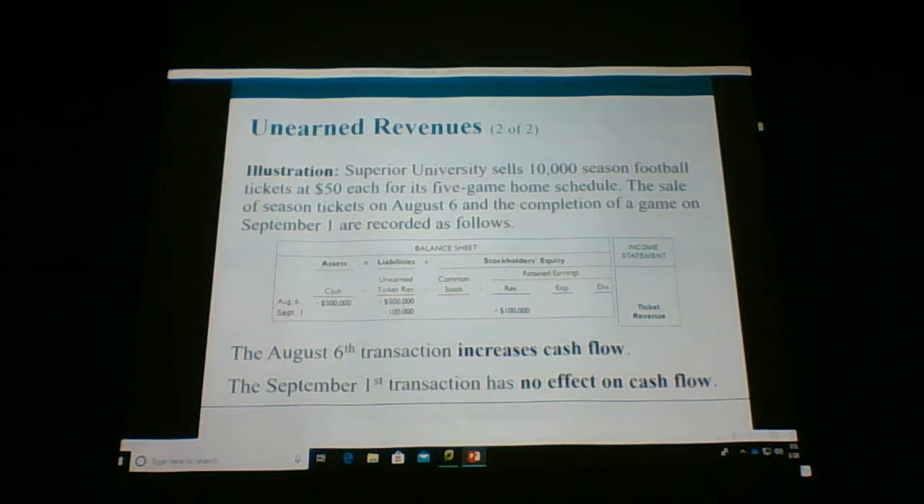We have a little notation here. This first transaction increases cash flow, yeah, because you got $500,000. However, this second has no impact on cash flow. Why? Because we didn't get any additional cash. We already got it back in August.